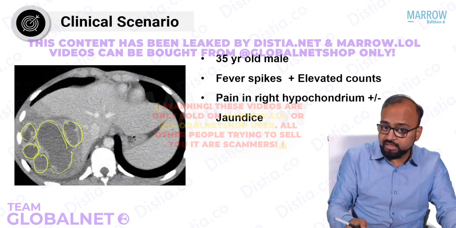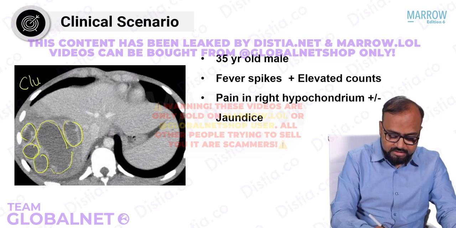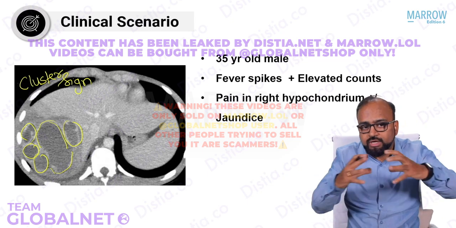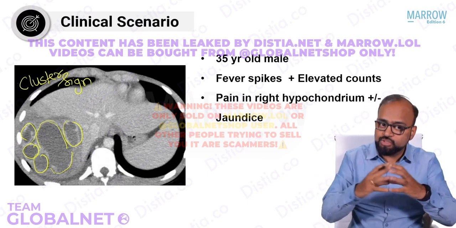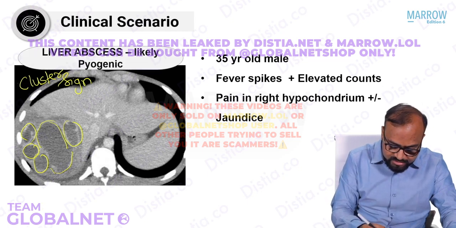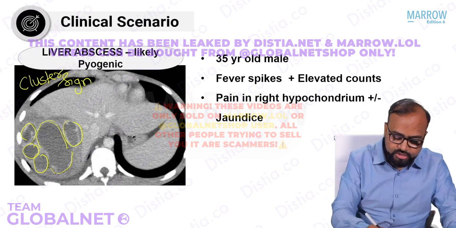So this is given a name. This is what is called as the cluster sign. What is cluster sign? Multiple small abscesses come together and form a cluster of abscess, coalesce together. That is called as a cluster sign. This very likely suggests a pyogenic liver abscess.